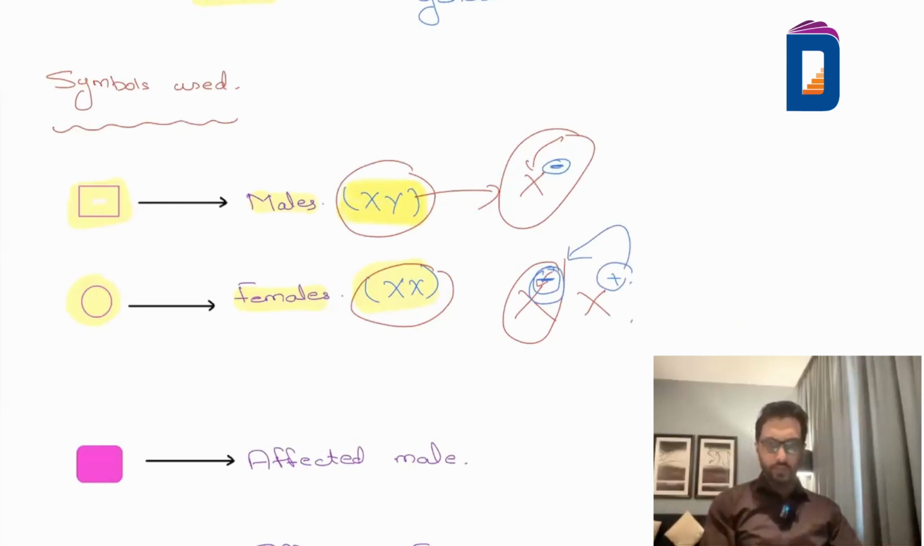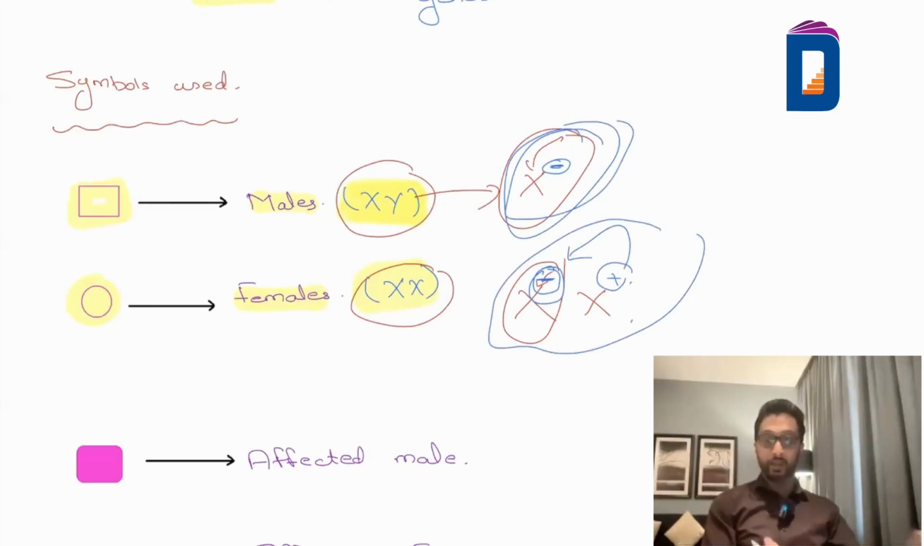So this is one thing, we'll understand it better as we go on, but the key here is if it's an X-linked disorder, males are always affected. Females can be carriers. If it is an autosomal recessive disorder, females can be affected. If it's a dominant disorder, females can be affected too.